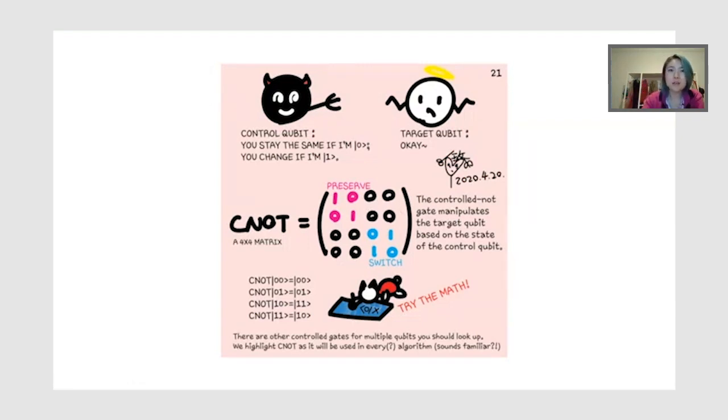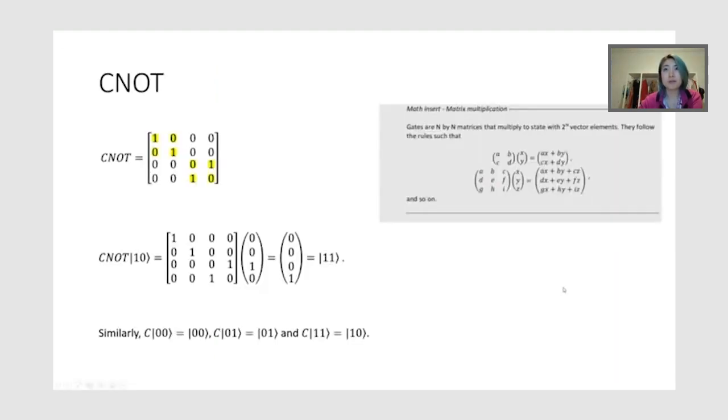And this CNOT is very important, because almost all of the useful algorithms that we're going to look at would use it. And there's something I mentioned earlier that also does that, some property of quantum mechanics that is being used in every algorithm. I will introduce it to you later.